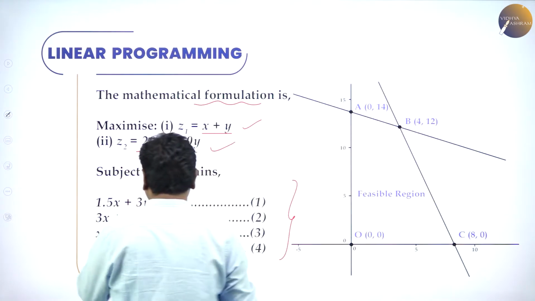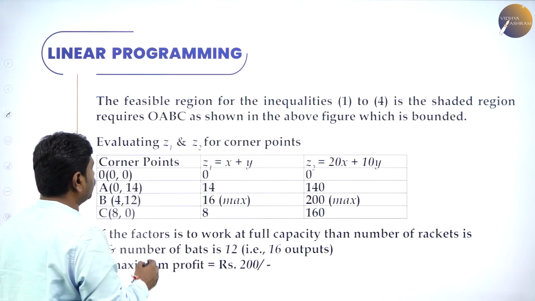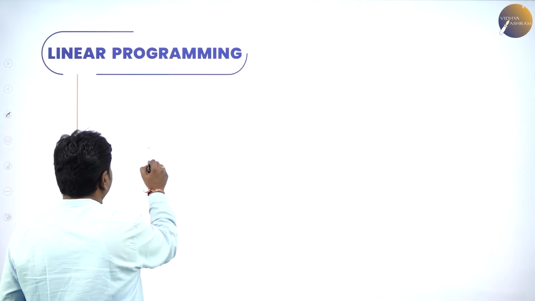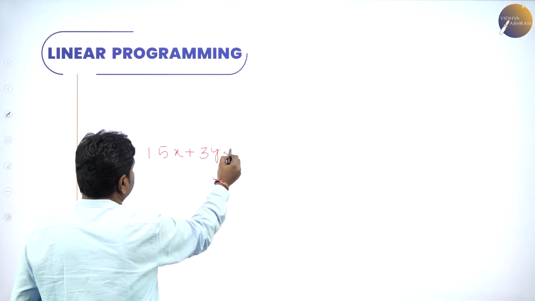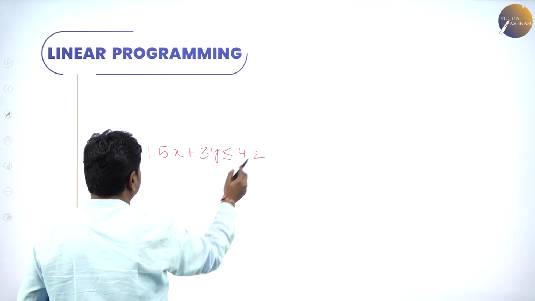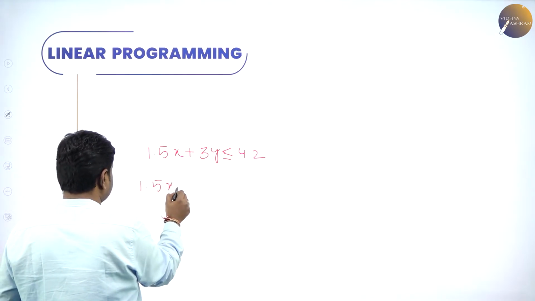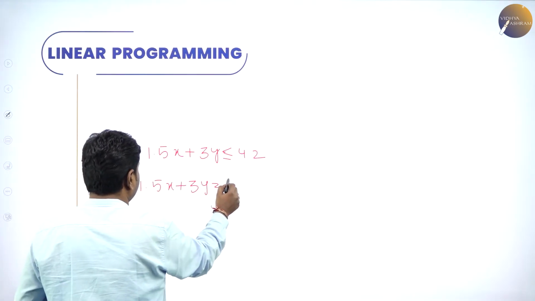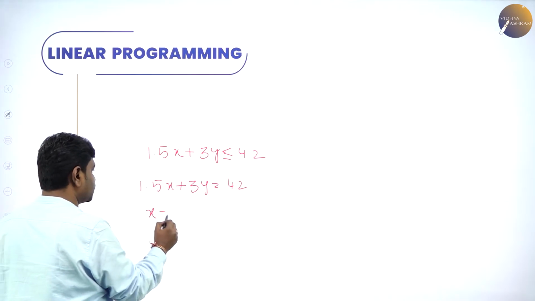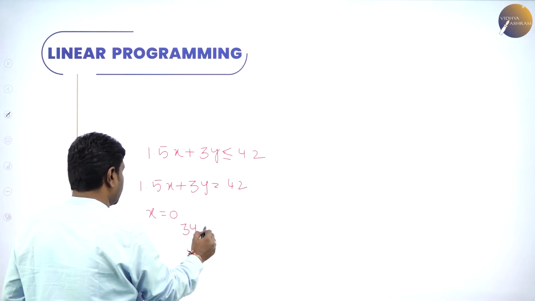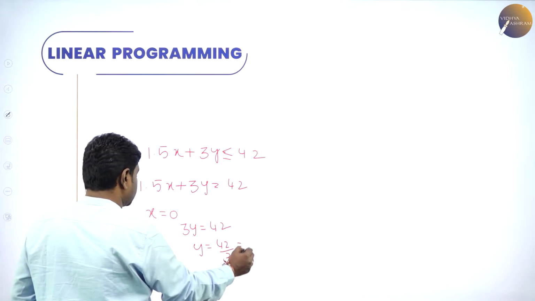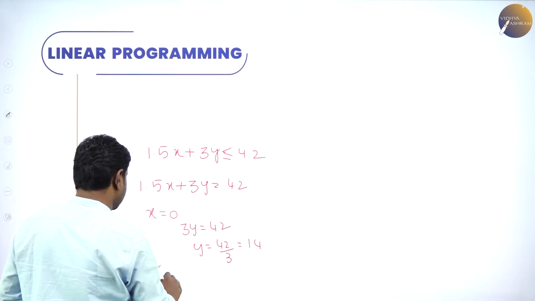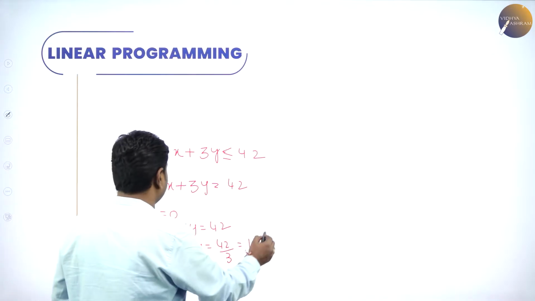So that is 1.5x plus 3y less than or equal to 42. You know how to draw the graph. 1.5x plus 3y, this is the machine time constraint, less than or equal to what? 42. So we'll take 1.5x plus 3y equal to 42, and first we'll take x as 0. If you put x as 0, you'll get 3y equal to 42, and you'll get the y value. The y value is what? 42 divided by 3, which is 14. So x comma y, 0 comma 14, is one of the points.